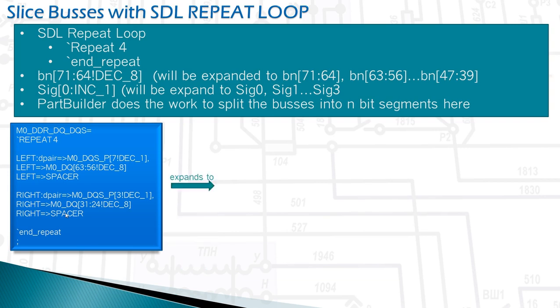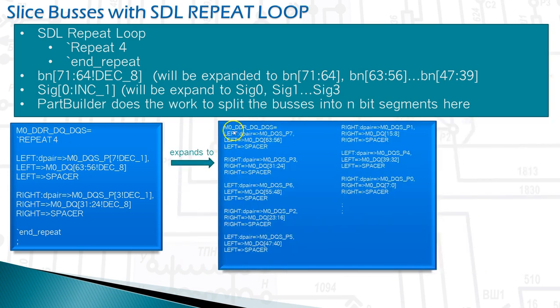So this is going to expand to, it's going to blow it out to left diff pair P7, and it's going to give us 63 to 56. Then on the right, it'll give us P3, because it started at 3, and it started at 31 to 24, so it's going to start there. The next time through the loop, it's going to have decremented the 7 to 6, so we're going to get a 6, and it'll decrement the 3 to a 2, and then the data will be 55 to 48, 23 to 16, and so forth until we get down to DQS P4 on the left and DQS 0 on the right.